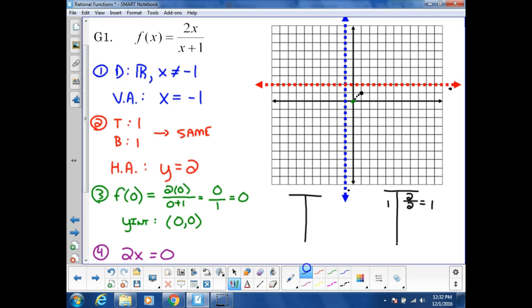Wait, where did you input 1? Into my original function. Yep, I found f of 1 basically.